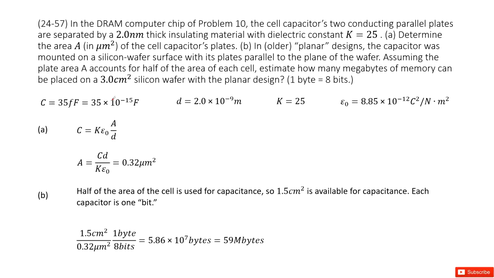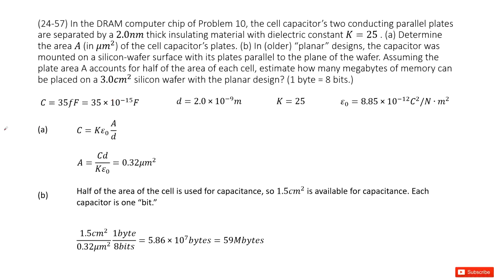Let's look at problem 57 in chapter 24. Chapter 24 is about capacitance, dielectrics, and electric energy storage, right? So this is a follow-up problem for problem 10. Problem 10 tells us the cell capacitor quantities, right?